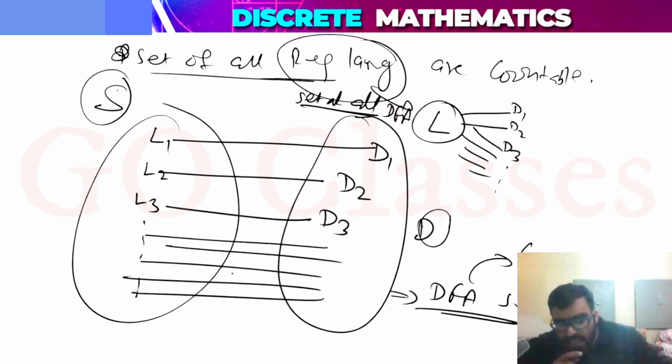So like this, I can give you an injective function. This is an injective function, you can see. Why is this an injective function? Because if you have two different languages, then they can never go to the same DFA. You can see this. If you have two different languages, they can never map to the same DFA. So that is the reason this is an injective function from S to D.